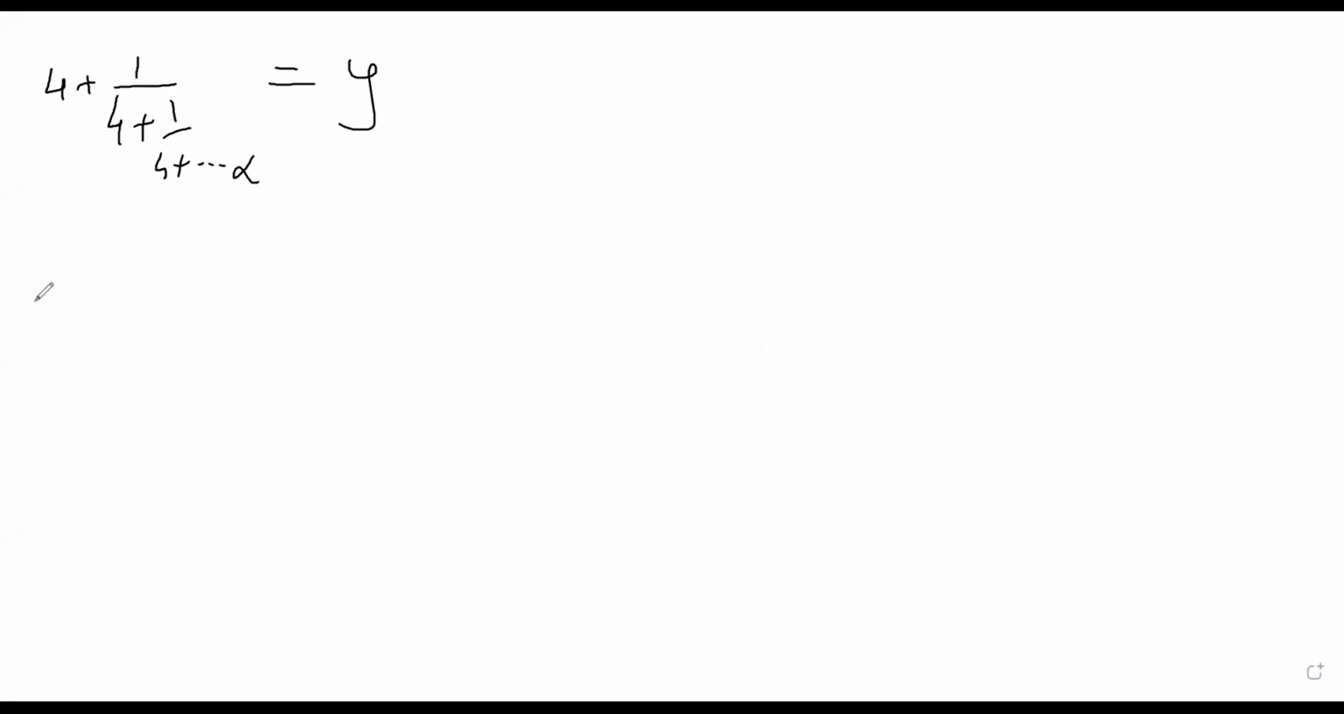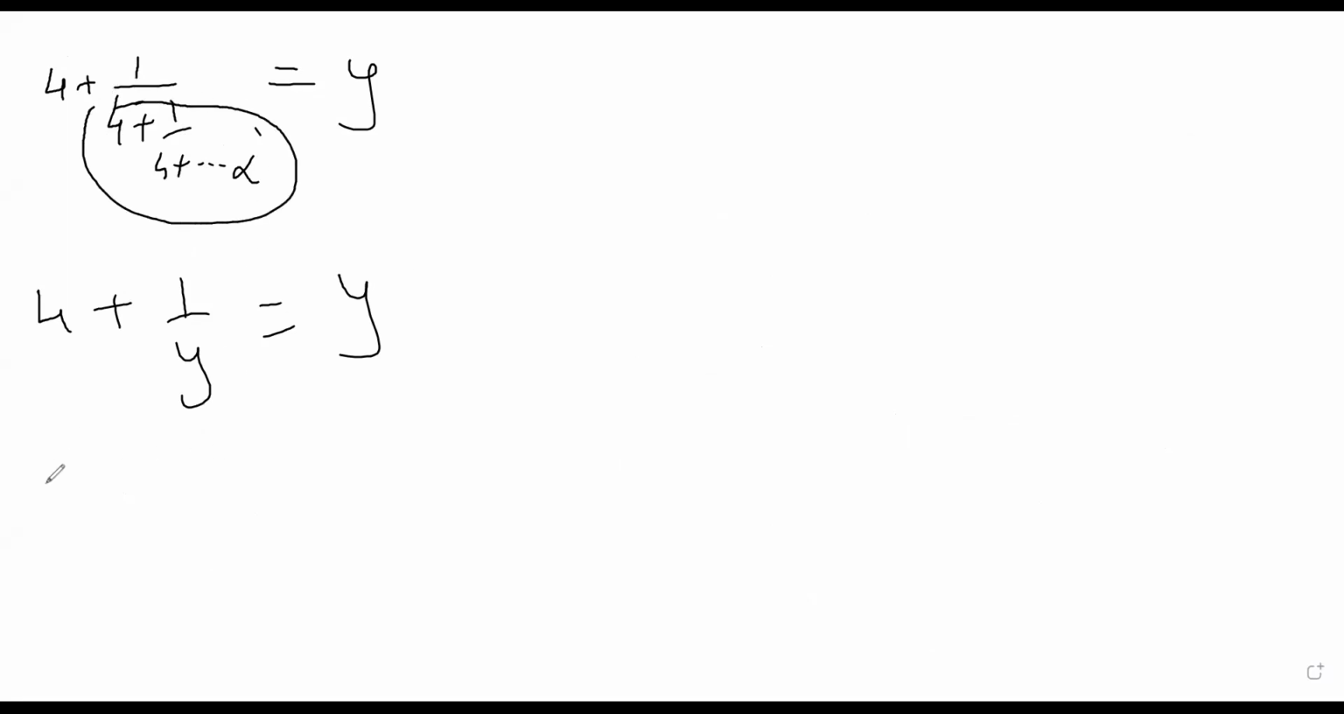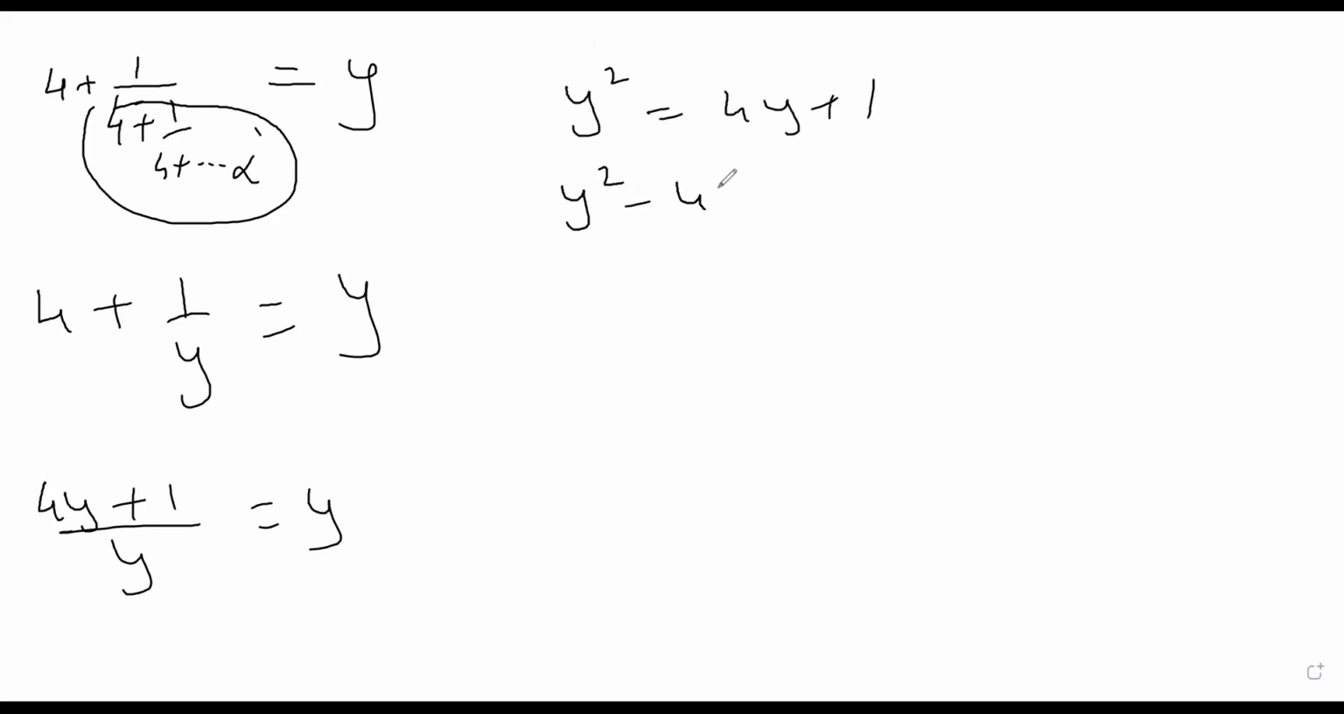So I can write it as 4 plus 1 by y is equal to y, because this is also y, na? 4 plus 1 by 4 plus 1 by 4 so on up to infinity. So this is also y. तो ये हो जाएगा 4y plus 1 upon y is equal to y. So it will be y square is equal to 4y plus 1. It is y square minus 4y minus 1 is equal to 0.